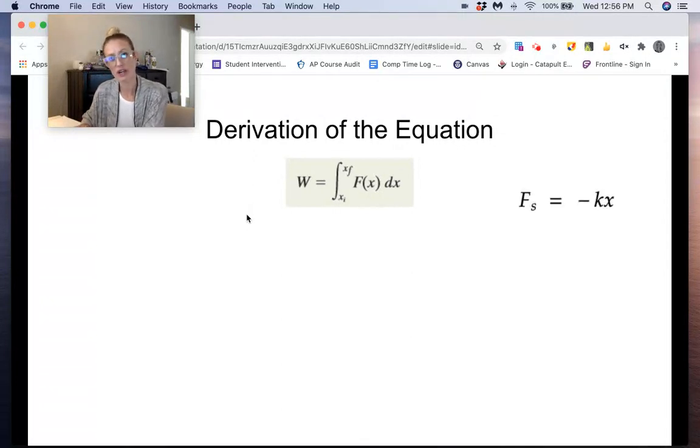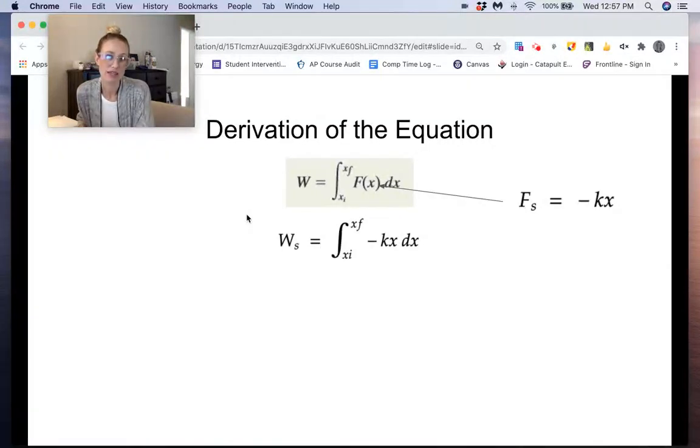So here we know that the spring force is equal to negative kx. So we're going to put that in for the force equation, and we get work is equal to the integral from x initial to x final of negative kx dx. So that means as it changes with x, with respect to x, I mean. So this k right here and the negative, those are both constants, so I can factor that out. And then we're just going to be taking the integral of x.